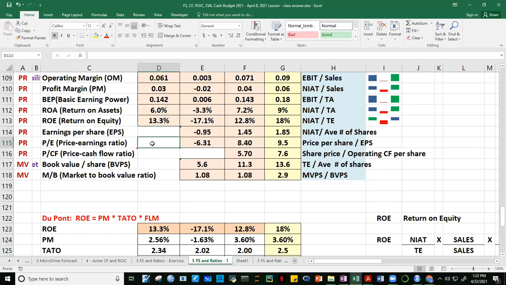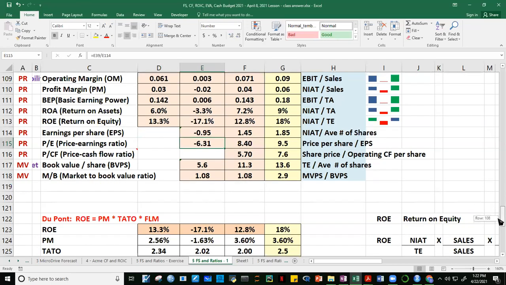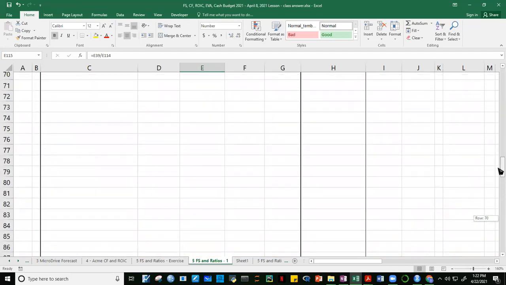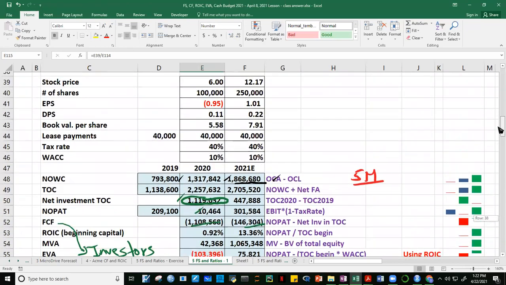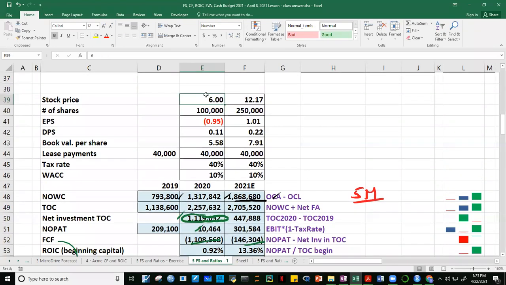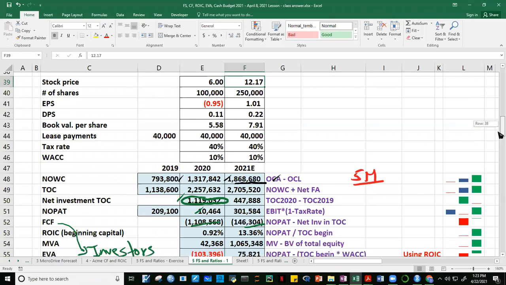Ganun din dito, guys. Going here now to PE ratio. Tawag dito PER, price earnings ratio. It tells us kung magkano yung price ng stock ngayon, price per share divided by the earnings per share. May information tayo about the value of the stock now. Binigay sa atin yung value of the stock now. It's 6 pesos noong 2020. Tapos noong 2021, tumaas siya. Nag-doble, 12.17.